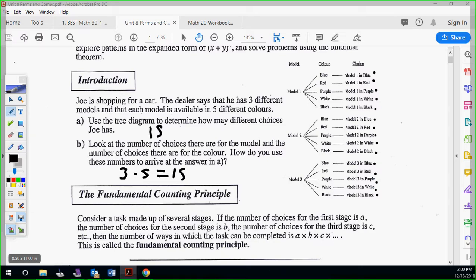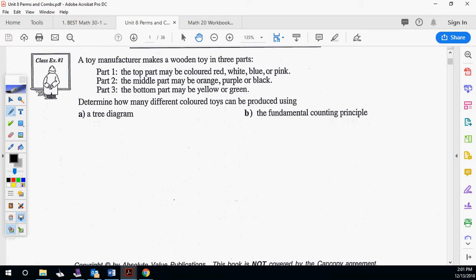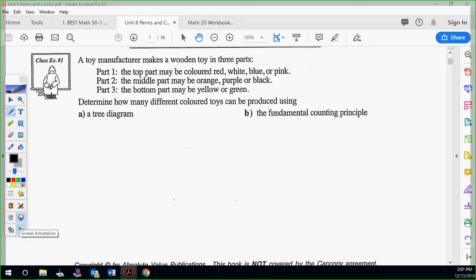Okay, so we're looking at the beginning one. So again, I'm not going to do the tree diagram just because it's actually really hard to do with this pen. If you want to sketch on yours and it's really neat, that's great. But part 1, part 2, and part 3 of a toy has different color options, okay? So part 1, there can be red, white, blue, or pink. Part 2, maybe orange, purple, or black. Part 3 can be just yellow or green.